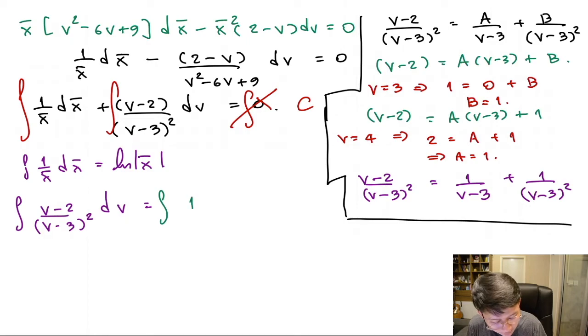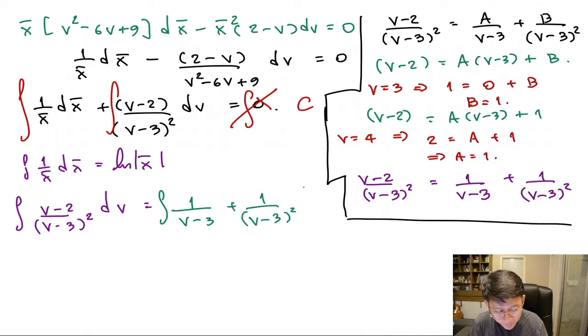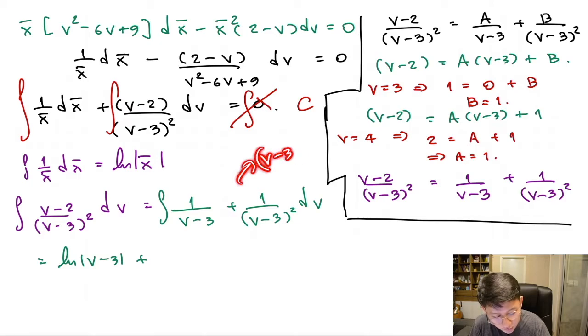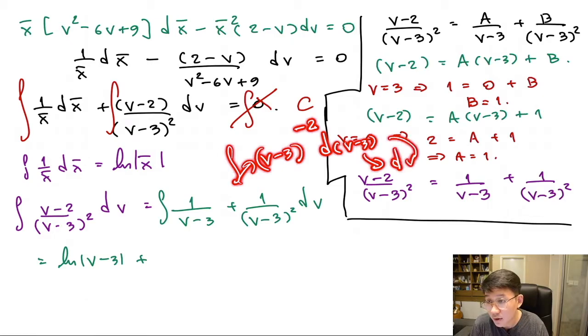1 divided by v minus 3, plus 1 divided by (v minus 3) squared dv. So the first one would be just log of v minus 3. Plus the second one is actually (v minus 3) to the minus 2, right? And we integrate d of (v minus 3). d of (v minus 3) is actually dv. It's the same thing. So there's no problem with that, right? You can do substitution, but it's the same thing. So we don't really care.